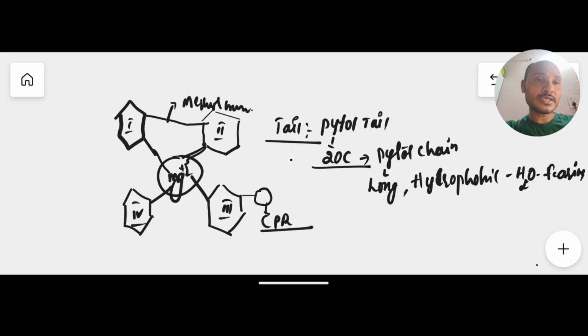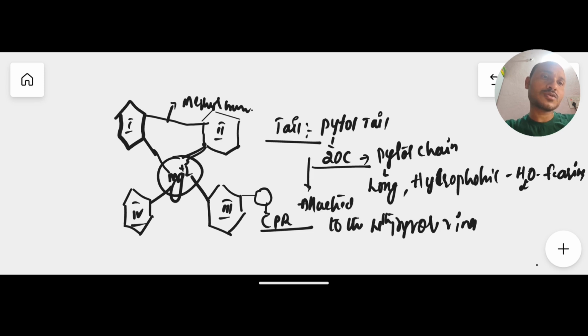This tail part is attached to the fourth pyrrole ring. This tail part is attached to the fourth pyrrole ring like this. So here we have the tail part. This tail part, or phytol tail, is made up of 20 carbons.